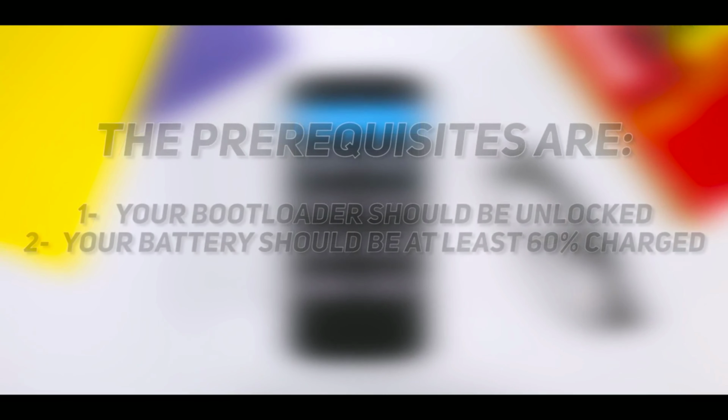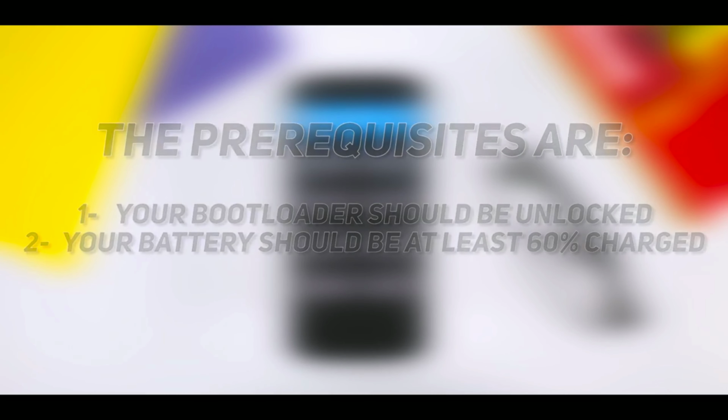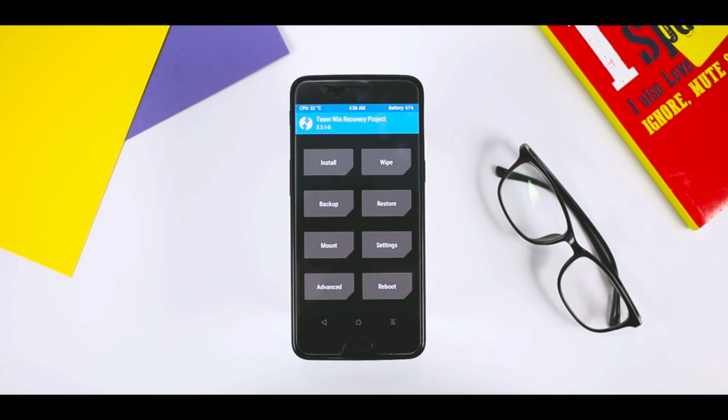Go forward, the prerequisites are: first, your bootloader should be unlocked. Second, your battery should be at least 60% charged. Since not all Android devices are the same, TWRP is built differently for each.